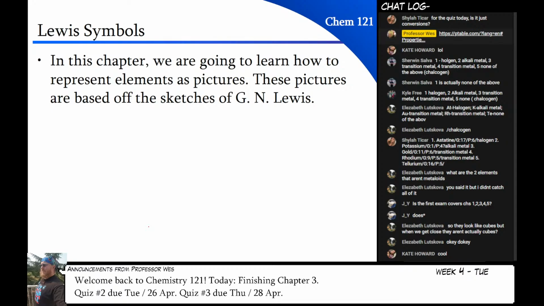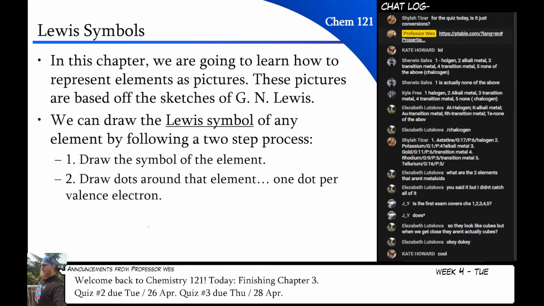So let's start drawing pictures. What we're going to do is take our idea of how many valence electrons something has, and apply it to a picture. And that picture is going to be called the Lewis symbol. And the Lewis symbol is named after, I want to say his name was George. I don't know. Every quarter I tell myself I should just look this up.